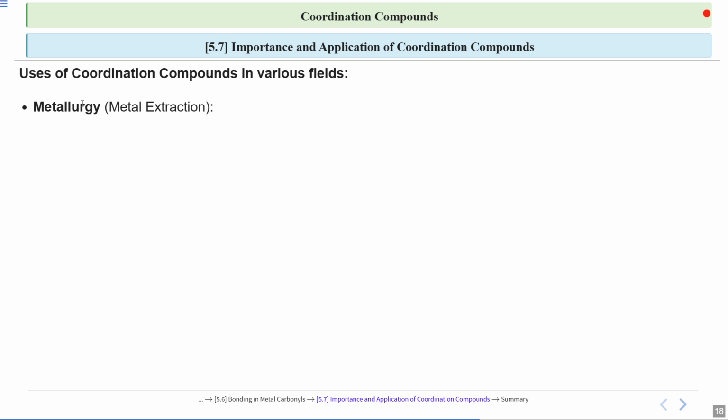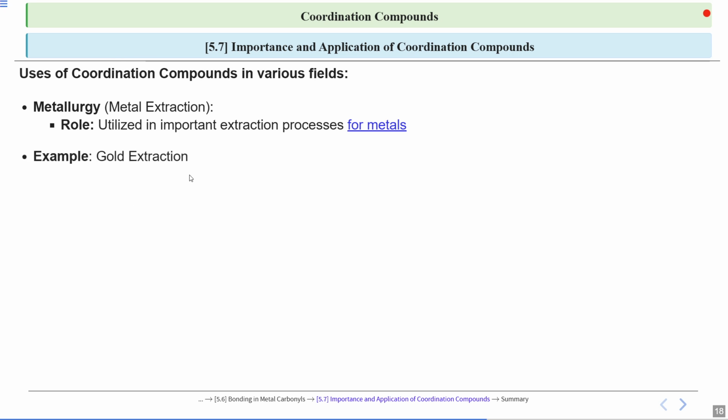Next is metallurgy, which is the process of metal extraction. The role: coordination compounds are utilized in the important extraction processes for metals. So what is the role of the coordination compounds here? They are utilized in the most important extraction processes for different metals.